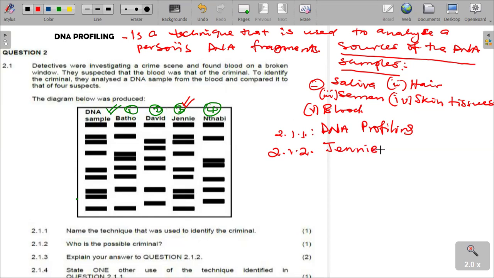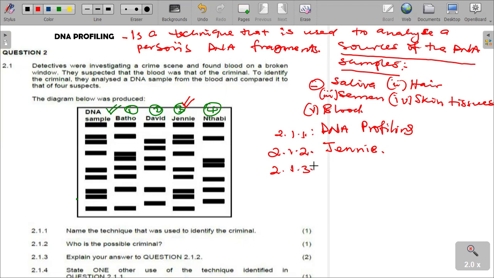Jane is our possible criminal in this scenario. He's our possible criminal. Explain your answer above. Why do we say that Jane is a possible criminal? That is question 2.3.1. Why do we say that it is? Explain your answer. How can we say it is Jane who is a possible criminal?